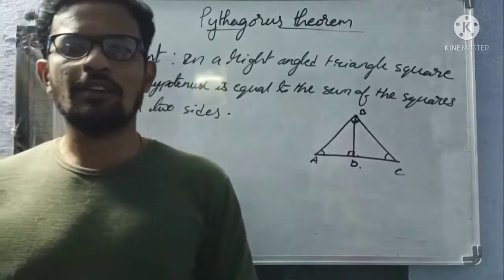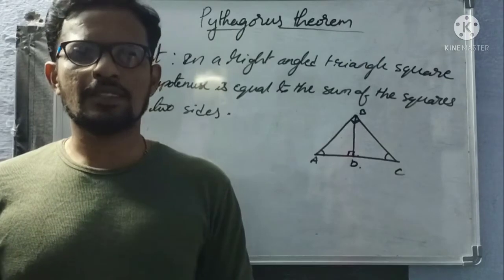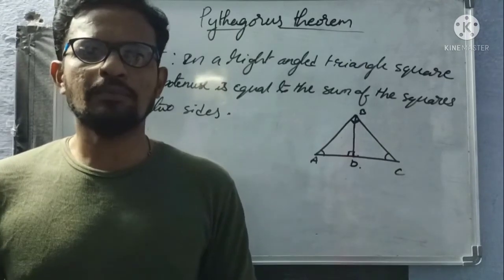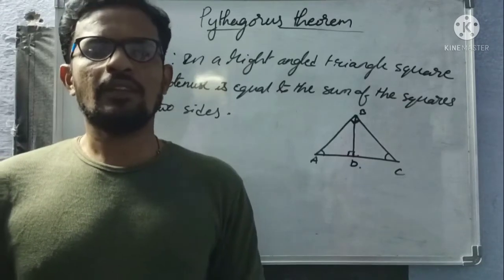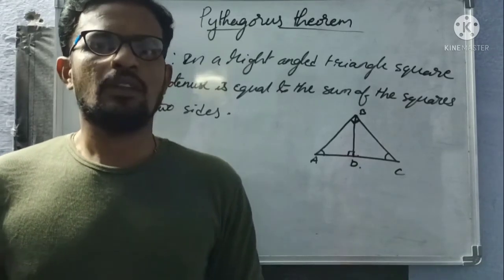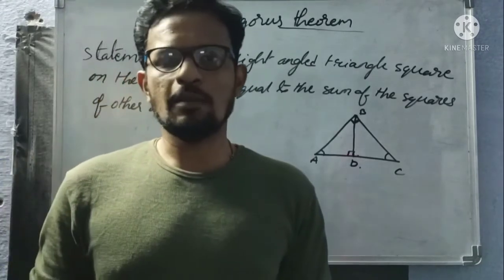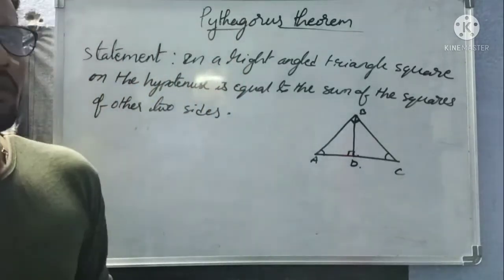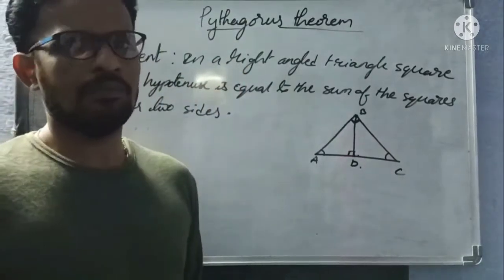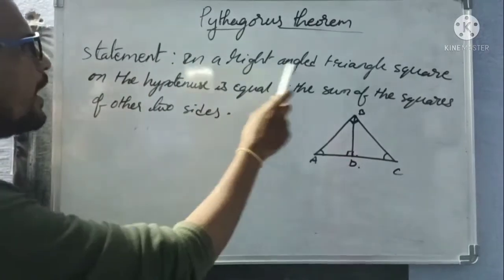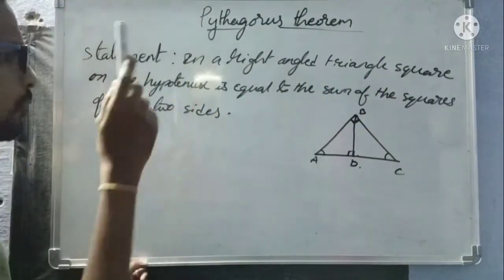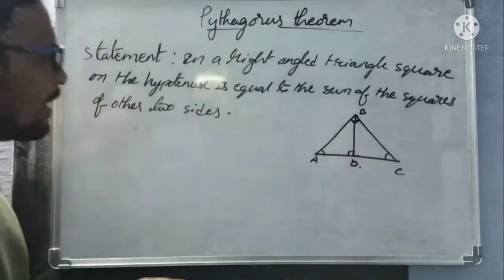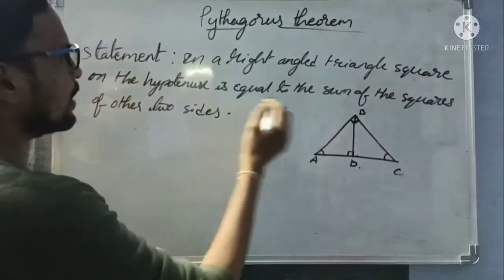In today's class, let us discuss the Pythagoras theorem, which is a very important concept for class 10th similar triangles. So what is the statement of Pythagoras theorem? Statement: in a right angle triangle, the square on the hypotenuse is equal to the sum of the squares of the other two sides. So what is the right angle? What is the hypotenuse and what are the other two sides?